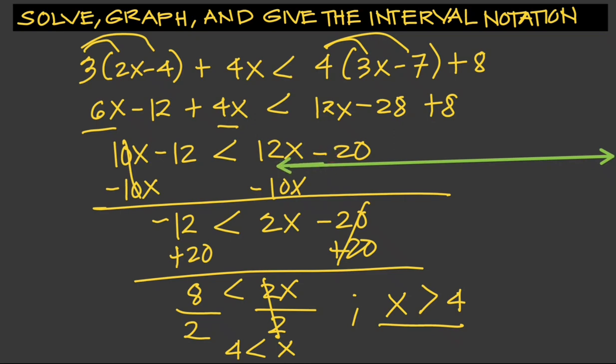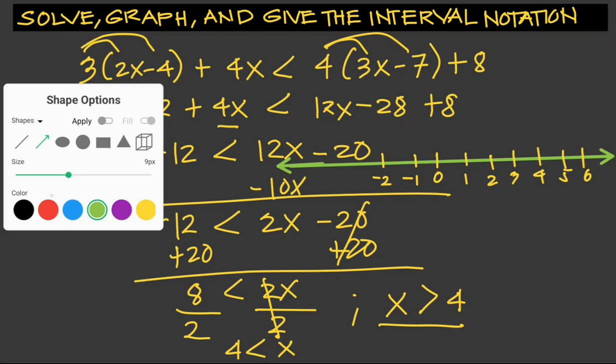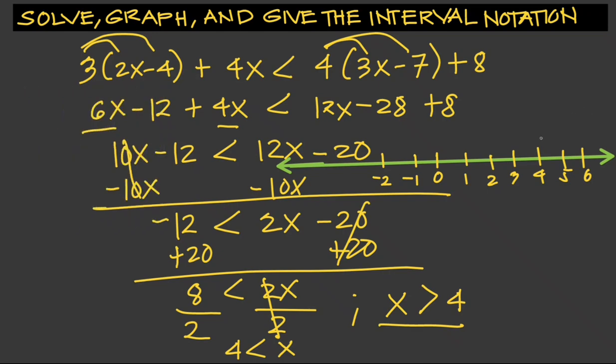Okay. So x greater than 4. So let's say this is 0, -1, -2, 1, 2, 3, 4, 5, 6. It doesn't have an equal sign, so that means we use the open bracket. Okay, and 4 is not included, so our graph would look like this.